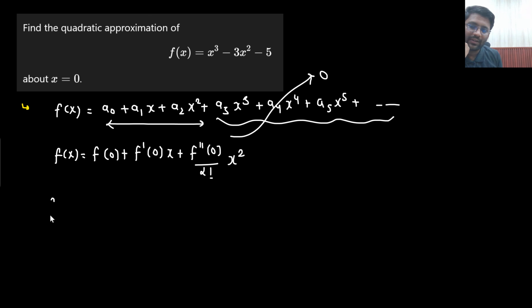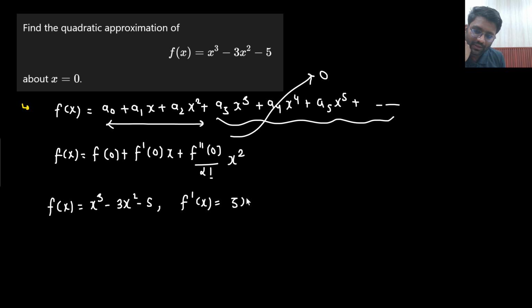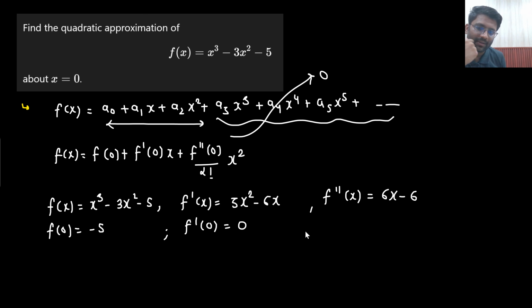So, sir, I am supposed to find out the value of fx, which is already given: x cube minus 3x square minus 5. Then, sir, can I find out the value of f dash x? That will be nothing but 3x square minus 6x. And, sir, can I find out the value of f double dash x? That is nothing but 6x minus 6. Now can I find out the value of f of 0? Yes, sir, f of 0 is coming out to be minus 5. Can I find out the value of f dash of 0? Yes, sir, that is coming out to be 0 only. And can I find out the value of f double dash 0? Yes, sir, that is coming out to be minus 6.